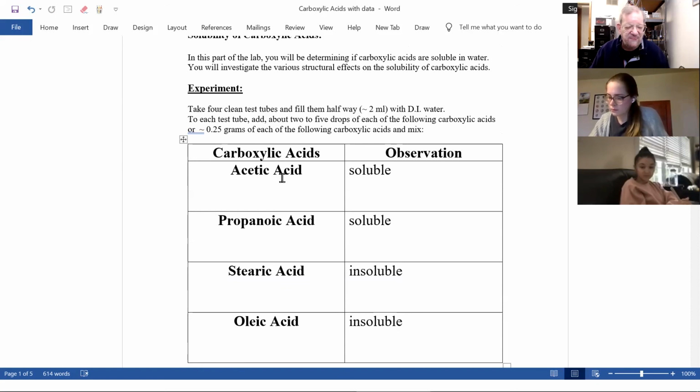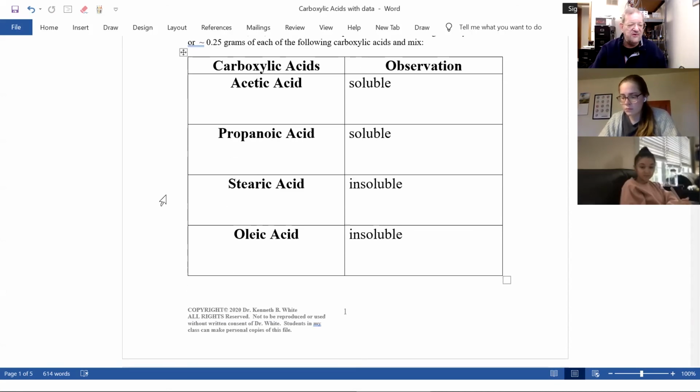And if we were in a lab, you would be doing the following in 4 small test tubes. You fill it up with DI water, meaning deionized, no ions in the water. In each test tube, you add some of the carboxylic acid to be tested, and then you'd mix it and look to see if it's soluble or not. If it's the same throughout, homogeneous, fancy word time, then it would be soluble. If you see 2 layers, it's insoluble. And the ones we're using are acetic acid, propanoic acid, stearic acid, and oleic acid.